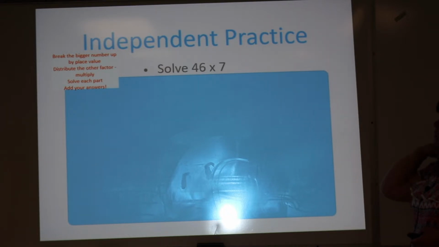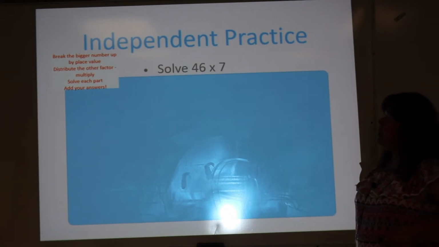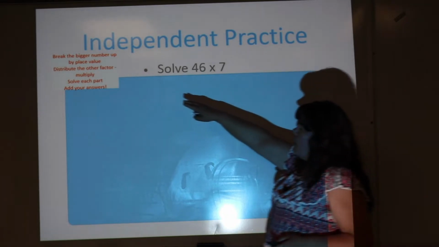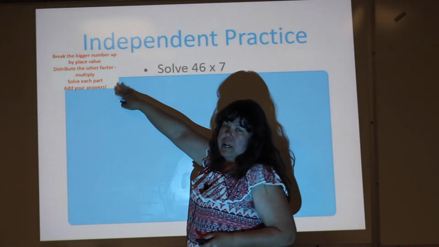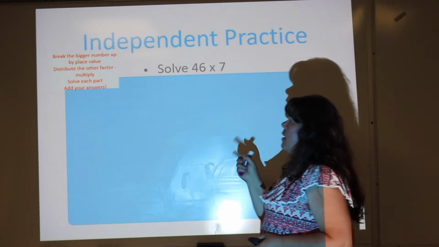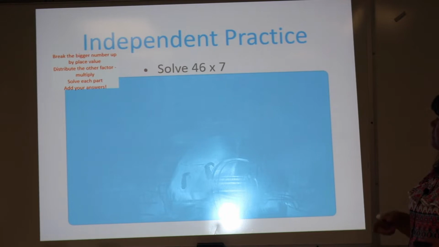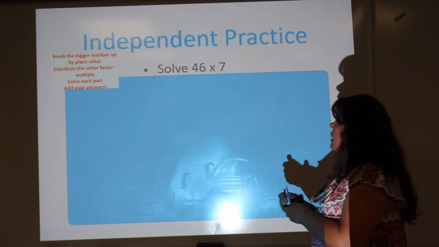So here's some independent practice. First, we're going to break the bigger number up by place value, and then we're going to distribute the factor, multiply and solve each part, and then add our answers. These are the steps. So if you want to write this down for whenever you get ready to do this on your own, you may do that. Okay?